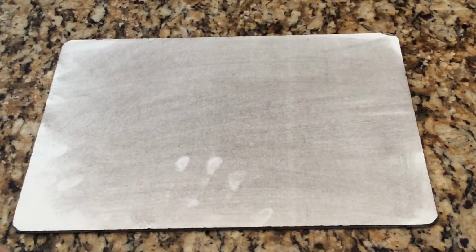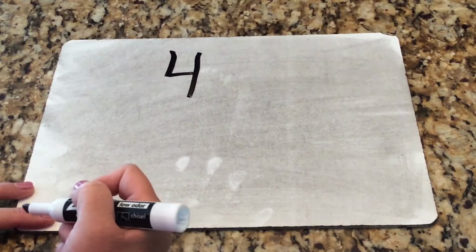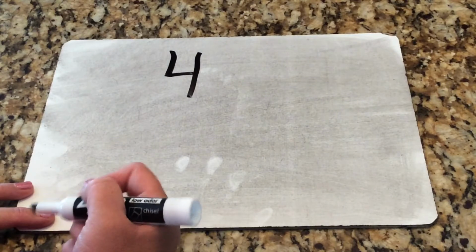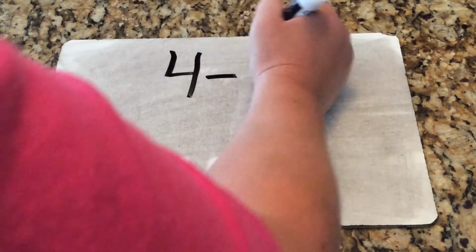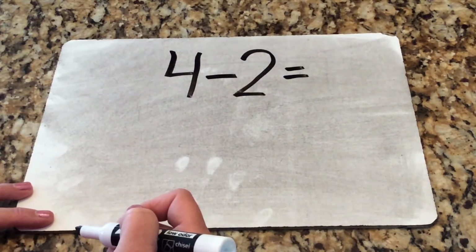All right, the first story problem says, there were 4 flowers in a garden. 2 were picked. How many flowers are left in the garden? So first I'm going to write down the equation I hear. There are 4 flowers in the garden. 2 of them were picked. So if they're being taken away, we're not adding, we're subtracting. 2 of them have been picked. How many flowers are left in the garden?